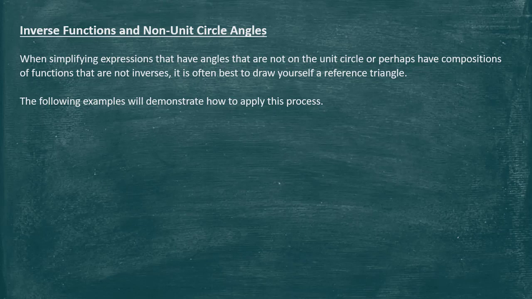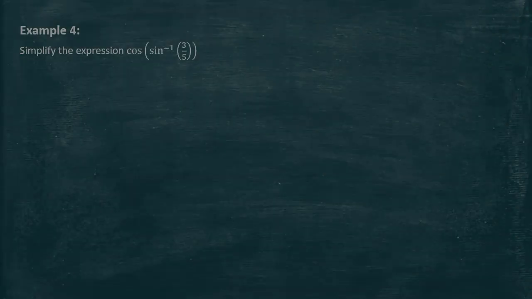This will happen when I have compositions of functions that maybe don't actually cancel each other down or are not inverses of one another, but we can still utilize the information that's provided to be able to solve for either what an angle would be or maybe what a ratio would be. Like I said, the remaining examples in this video are going to cover just those situations.